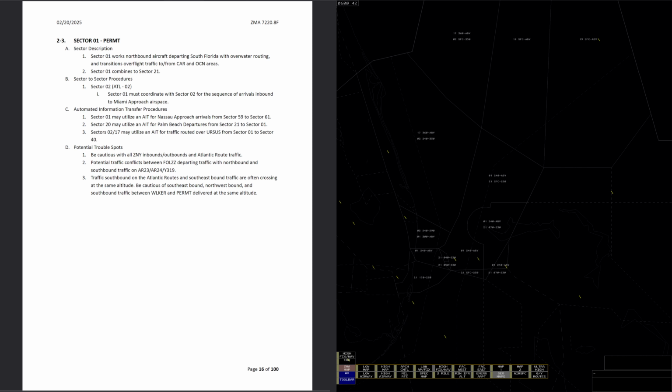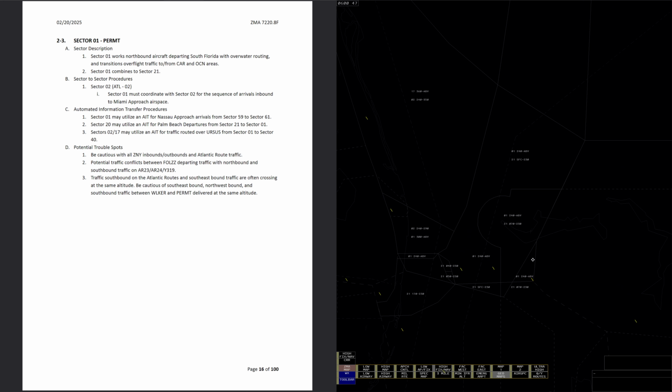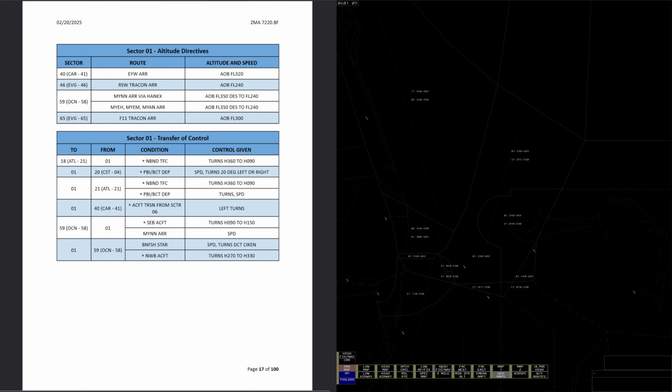Sector 1, Permit. Sector 1 exists in this airspace here with various shelves, primarily flight level 240 and above. Sector 1 works northbound traffic departing South Florida with overwater routing and transitions overflight traffic to and from the Caribbean and ocean areas over here. For the remainder of this video and all further videos, I'll only discuss altitude directives, with the exception of automatic information transfers, which I'll come back to in a moment.